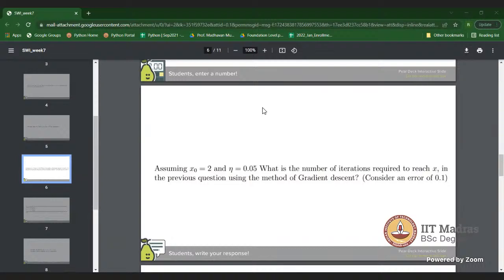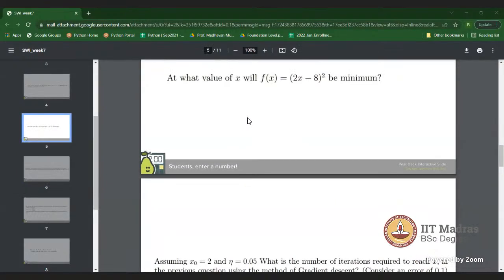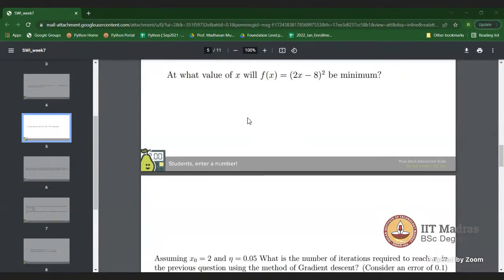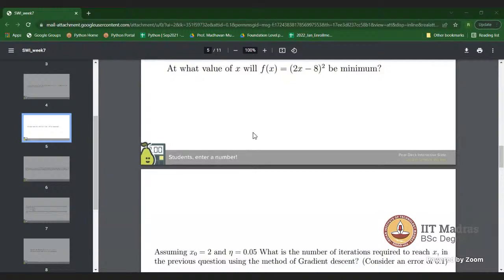Okay, so try solving this. We need to use the previous equation, f of x equals (2x minus 8) whole square. We are finding the solution for that using gradient descent, assuming x naught as 2 and theta as 0.04.